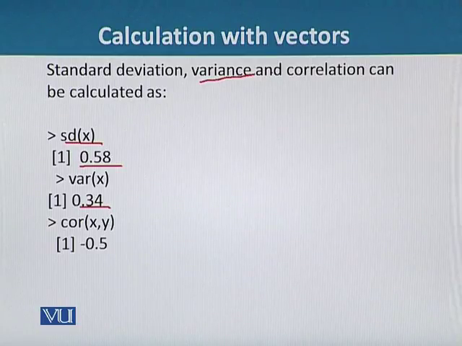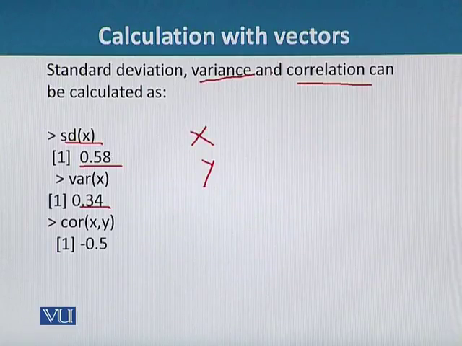And lastly, the correlation, which is between x and y, because for correlation we need two vectors, x and y. Y is not shown here, but the command will be cor, and then we have to provide the x and y vectors. So in this case, the correlation is minus 0.5.